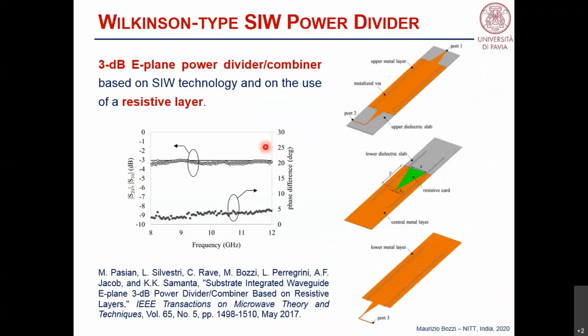Another structure that we implemented a few years ago was a Wilkinson type power divider. In this case, what we did was build an E-plane power divider, and we inserted between the two layers a resistive card that implements the resistance that is typically adopted in the microstrip line, or in the, let's say, traditional Wilkinson dividers. And you see here that we have a quite balanced power division, and quite good phase difference below 5 degrees over the entire band of interest.